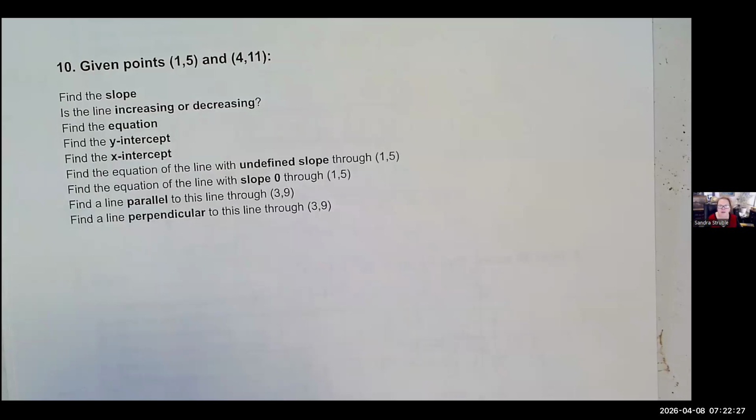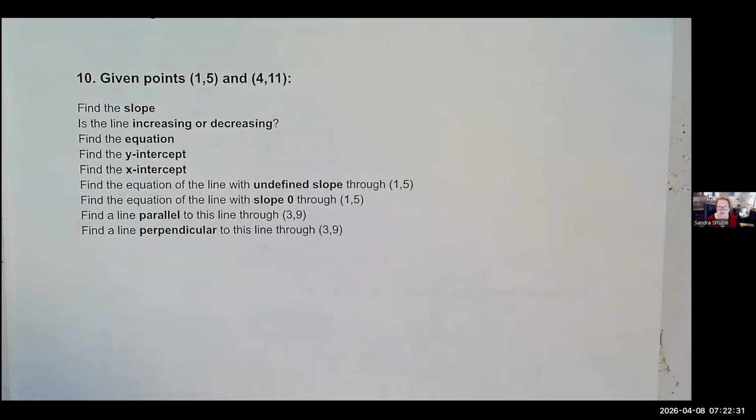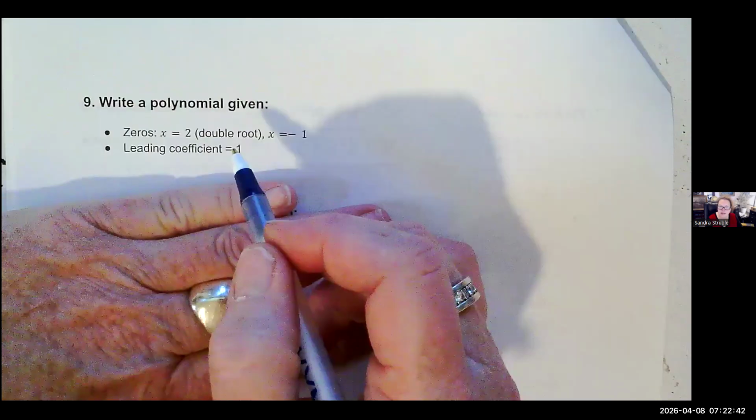Part D. Given points (1, 5) and (4, 11), find the slope. Is the line increasing or decreasing? Okay, we've got a lot of stuff happening here. Oh no, this is different. Let's move back up. Write a polynomial given the zeros and leading coefficient.